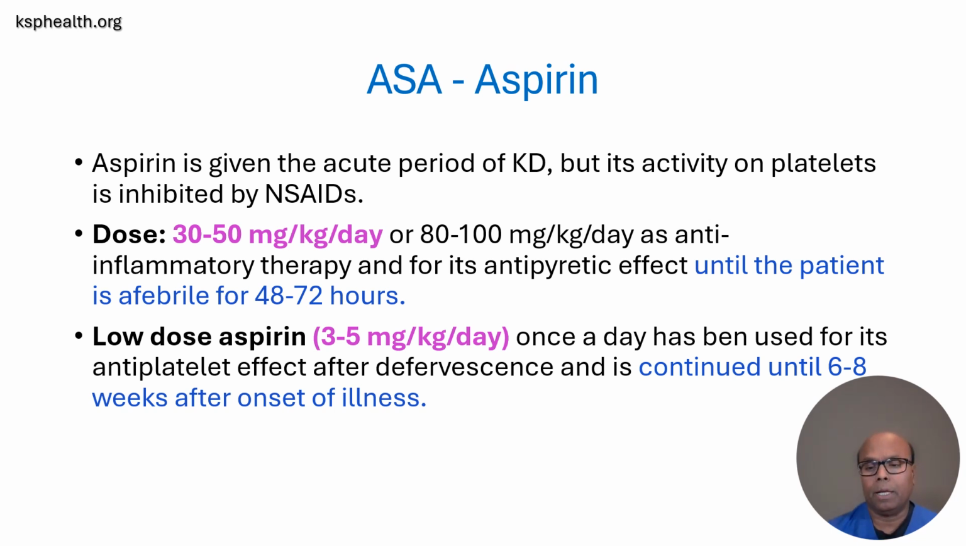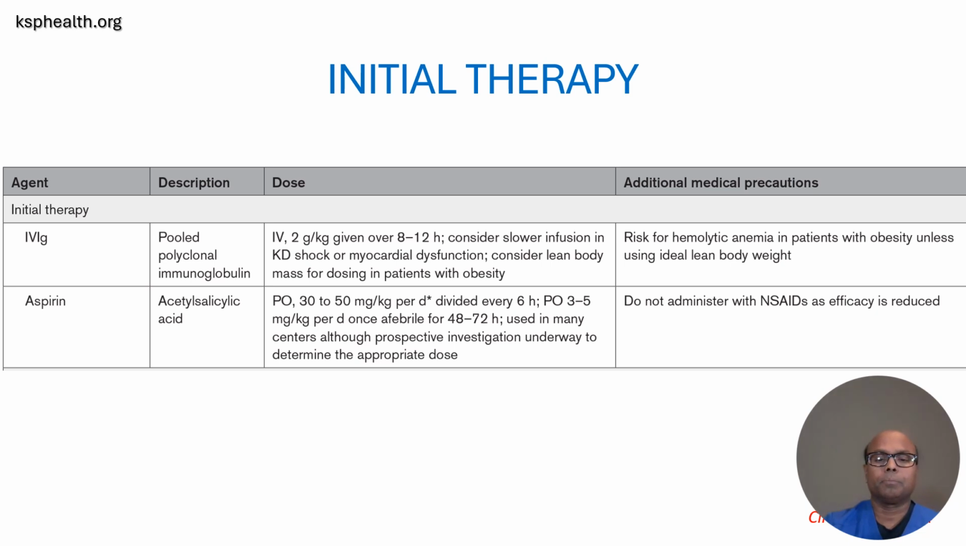There is lots of evidence showing that low dose aspirin is as good as high dose aspirin with fewer side effects. So currently we use 30 to 50 milligram per kg per day. Low dose aspirin should be started after the defervescence of fever and continued until 6 to 8 weeks after the onset of illness. The dose is 3 to 5 milligram per kg per day. As this table shows, the aspirin 30 to 50 milligram per kg per day needs to be divided every 6 hours. Then once the afebrile period is achieved, switch to low dose aspirin, which is 3 to 5 milligram per kg per day.